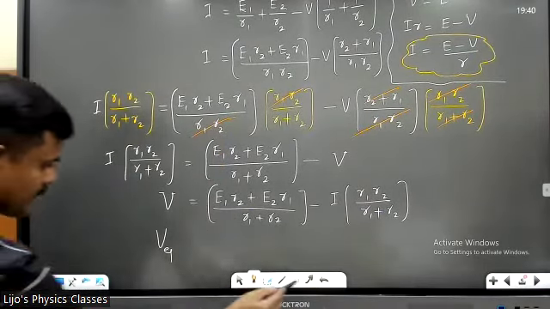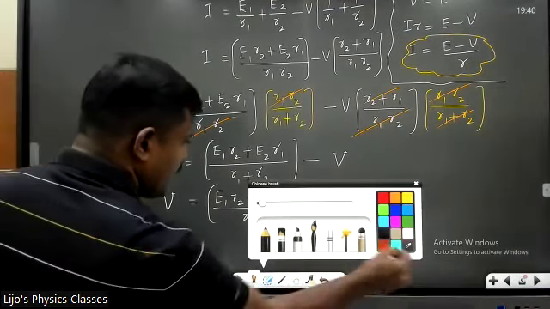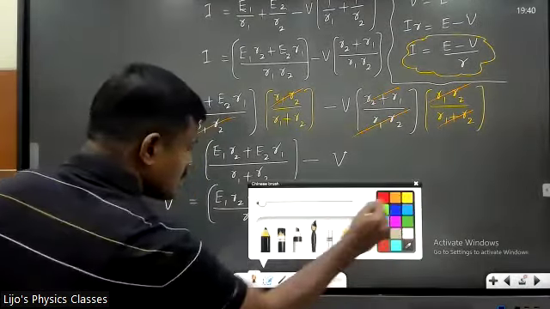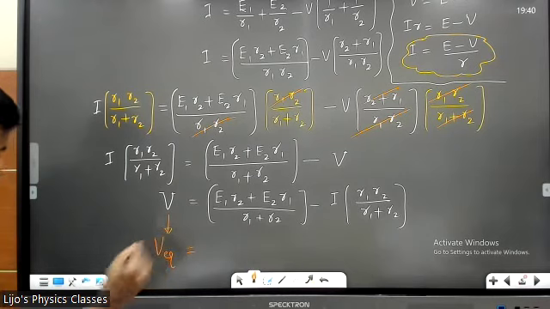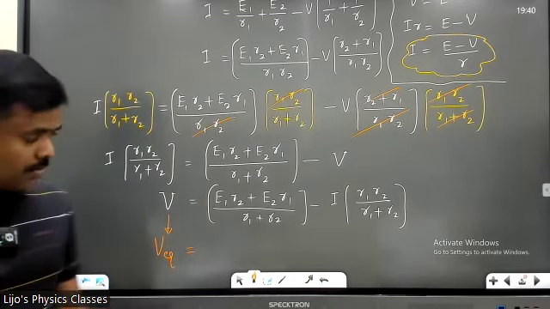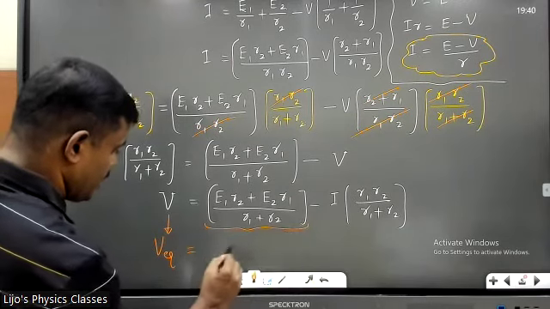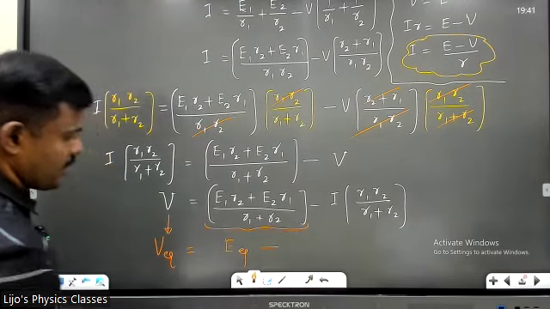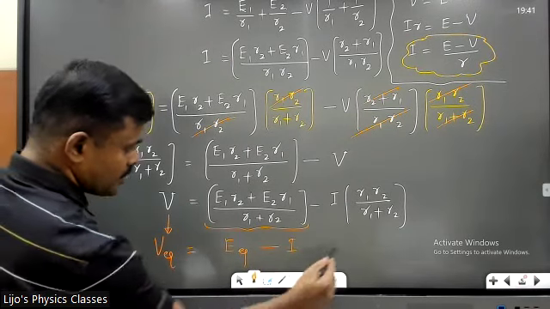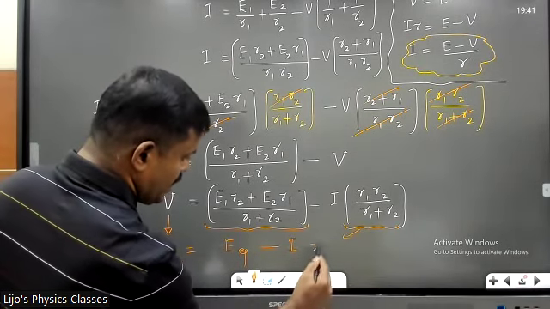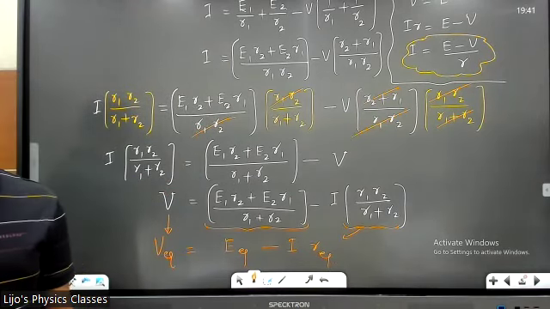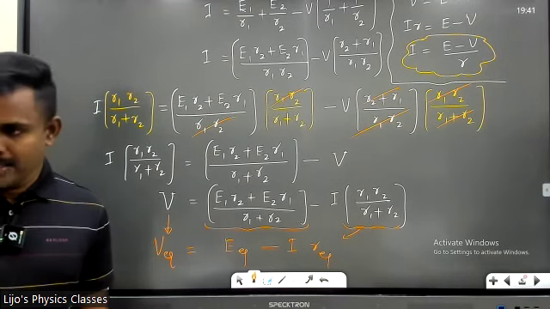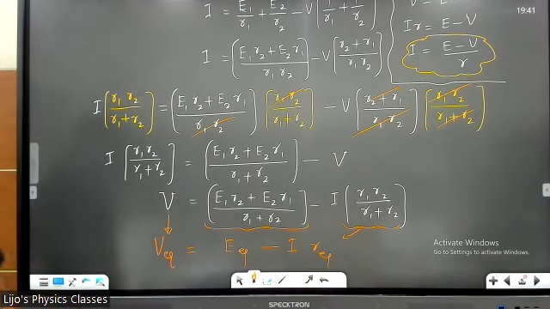Below which you can write, this is called V equivalent. This looks like V equivalent. Got it? V equivalent. And the whole bracket looks like E equivalent minus I into this bracket looks like R equivalent. So what I got is V equivalent is equal to I into R equivalent. Got it? V equivalent is equal to I into R equivalent.